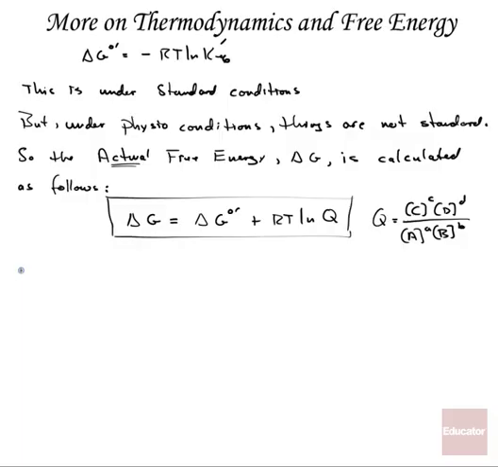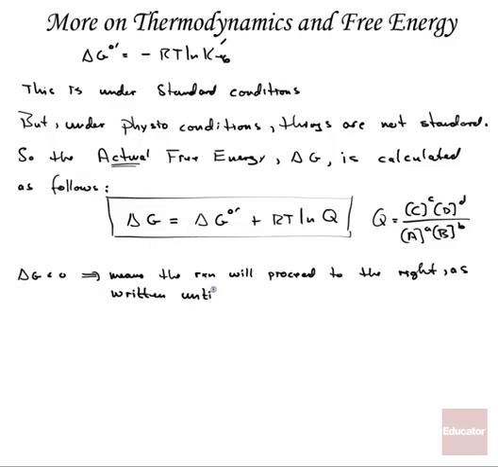Now, when delta G ends up being less than 0, this means the reaction is spontaneous. In other words, it will proceed to the right as written until it reaches equilibrium. That's what's interesting about this: until it reaches equilibrium.